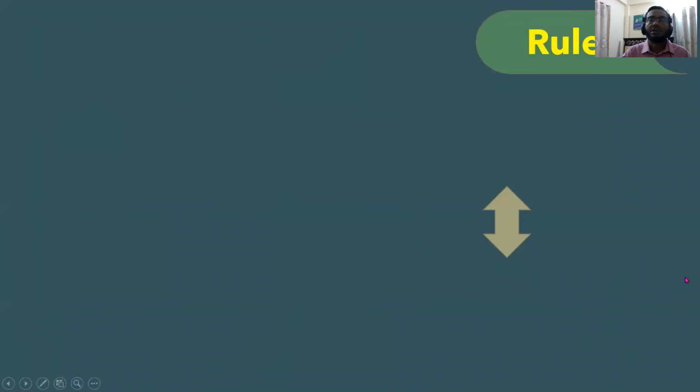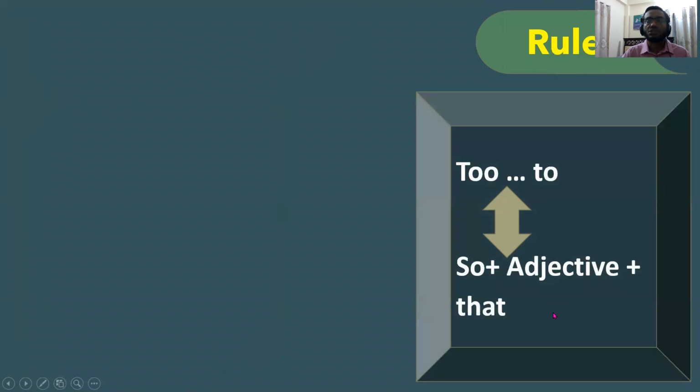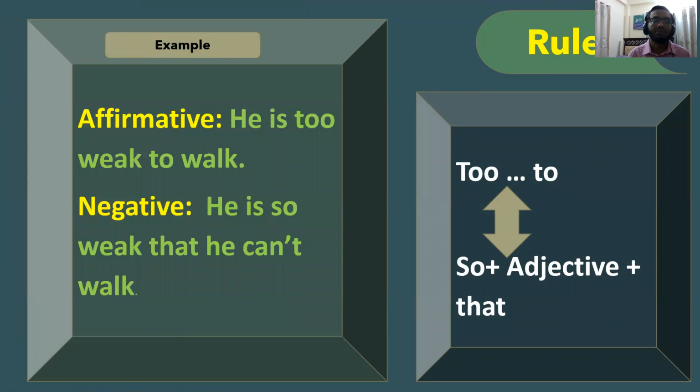Rule 5. In rule 5, what is waiting for us? "Too" can be changed into "so" plus adjective plus "that." "Too" can be replaced by "so" plus adjective plus "that." What is the example? The example is given here. In affirmative, he is too weak to walk. And in negative form, he is so weak that he cannot walk. Okay? Can you understand? This is rule 5.